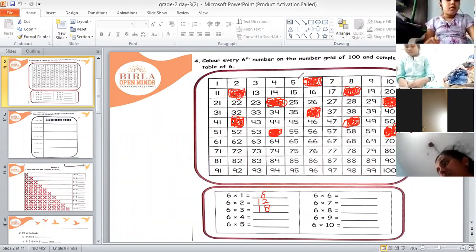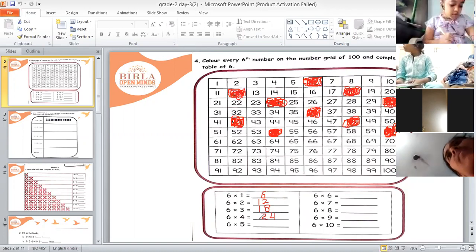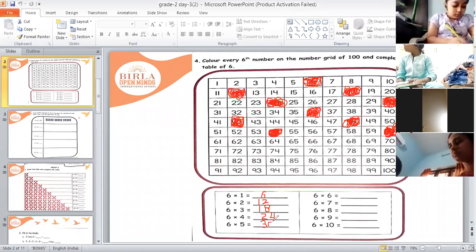Okay, 6 threes are 18. After 18, which number? We have colored the number 24. So 6 fours are 24. After 24, which number? We have colored the number 30. So 6 fives are 30.